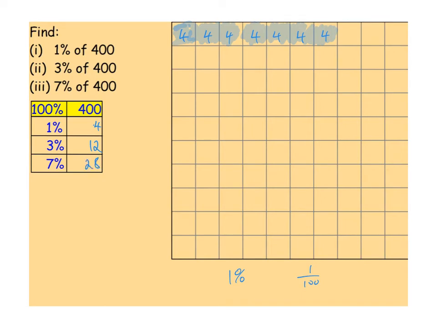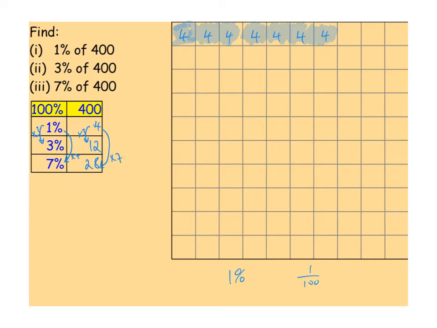Another way I could have done that is to say if I've got 1% and I want 3%, I need to multiply it by 3. So I'll multiply this by 3. If I've got 1% and I want to find 7%, I need to multiply it by 7. So I'll multiply this by 7.